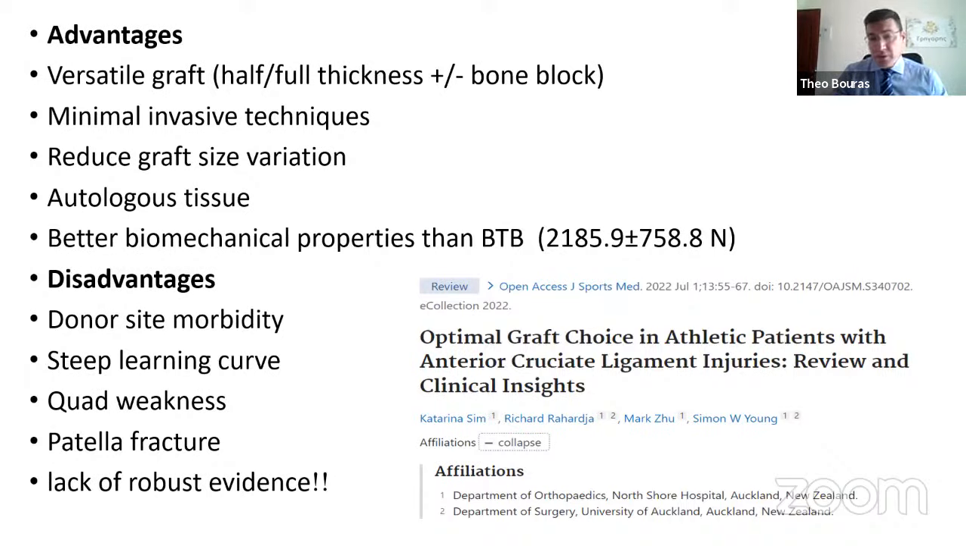And the most important for me is that even though it gains more importance and it is very popular, it has a lack of robust evidence in order to make this a standard primary graft for ACL reconstruction.